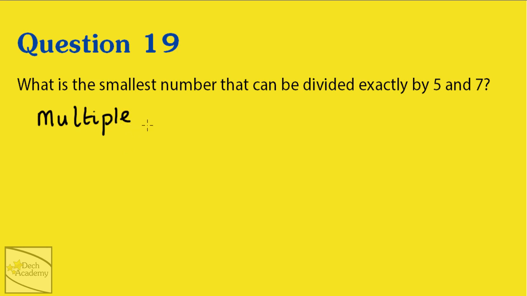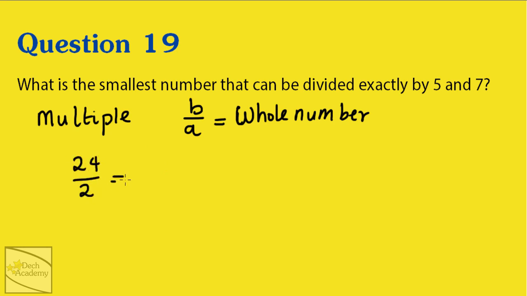Let's put it this way. If b over a is equal to some whole number, it means that b is a multiple of a. So for example, 24 divided by 2 is 12. Because 24 divided by 2 is a whole number, there's no remainder, it means that 24 is a multiple of 2.